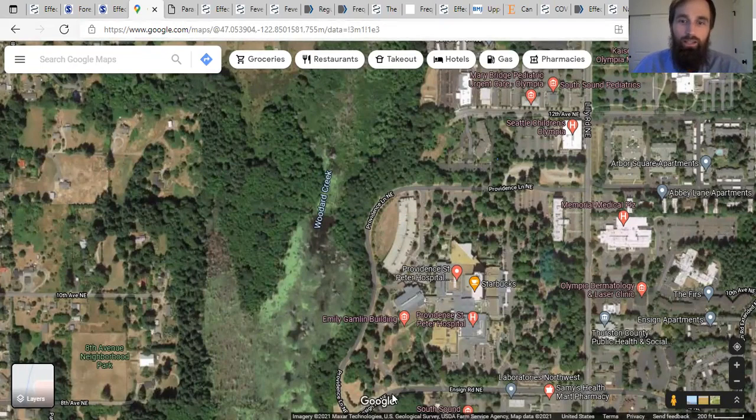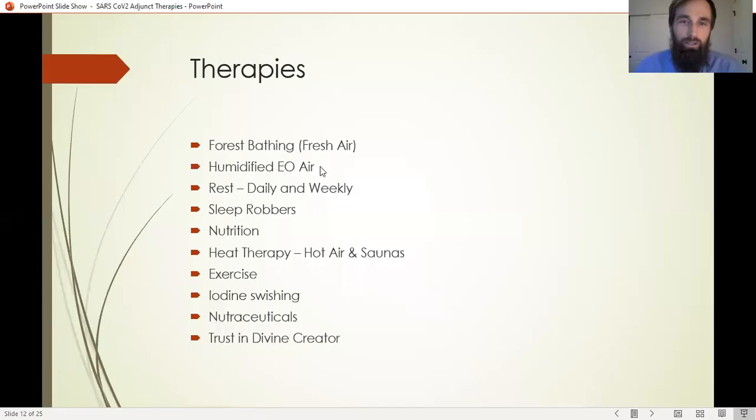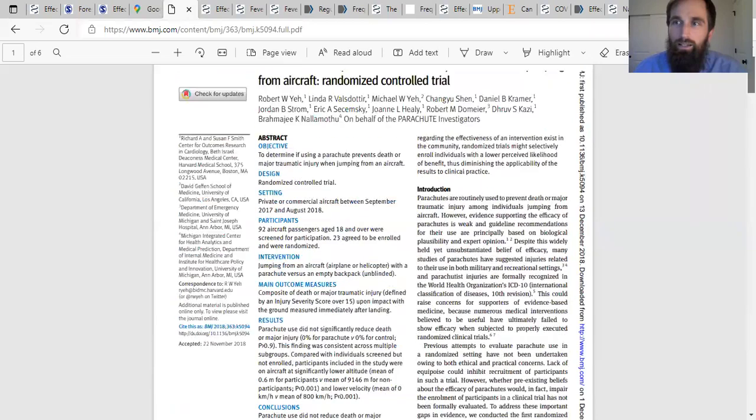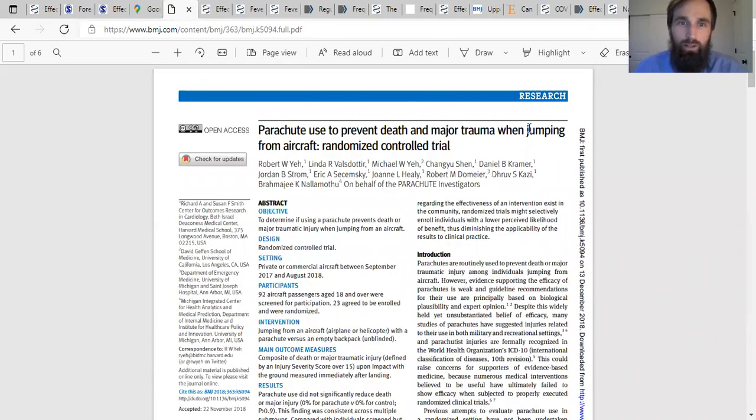So we looked at the forest bathing. We talked about the humidified essential oil air. We're going to look at rest. But before that, we have one more study to look at. Go back to our screen. This particular study was from the British Medical Journal: Parachute use to prevent death and major trauma when jumping from an aircraft. Randomized controlled trial.